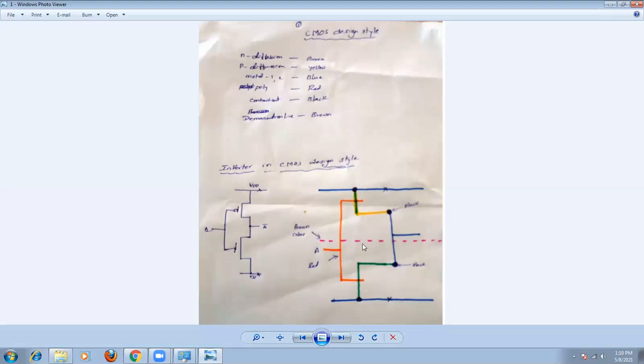Remember that point. All the N channel transistors are located below the demarcation line, and all the P channel transistors are above the demarcation line. In other words, all the P channel transistors are located between VDD and the demarcation line. Again, all the N channel transistors are located between the demarcation line and the VSS line. This is the VSS in CMOS design style, the negative supply. These are signal lines, and these are the power rails.